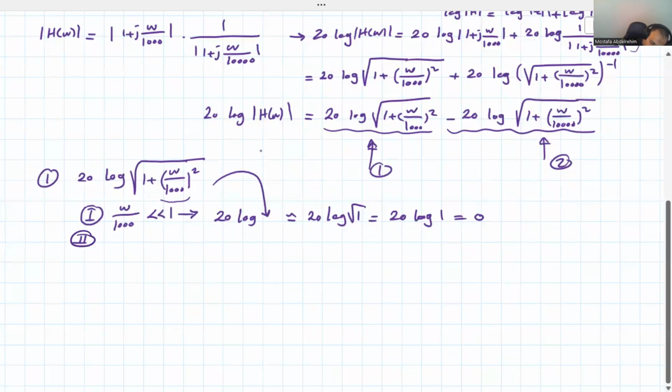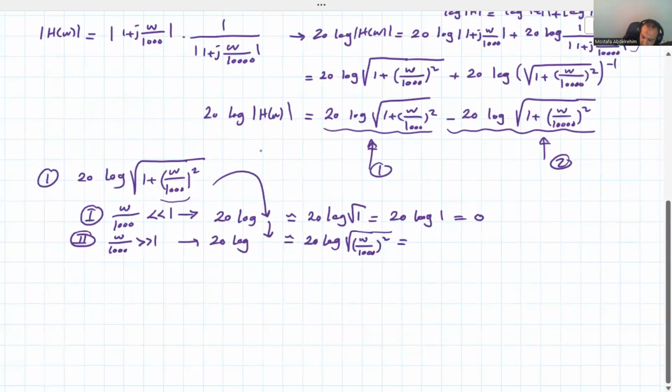Case number 2 is the opposite: omega over 1000 is much higher than 1. In that case, we can approximate the same 20 log by neglecting the 1. So that will be the square root of omega over 1000 squared, which is 20 log omega over 1000. Omega c is 1000.